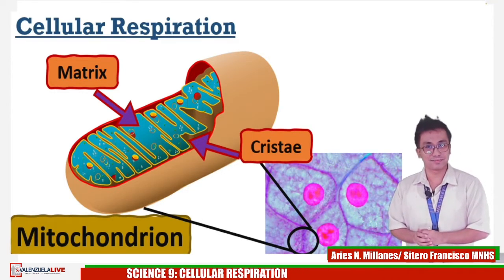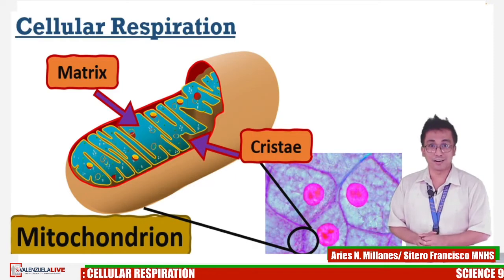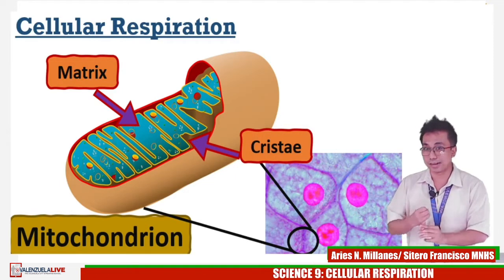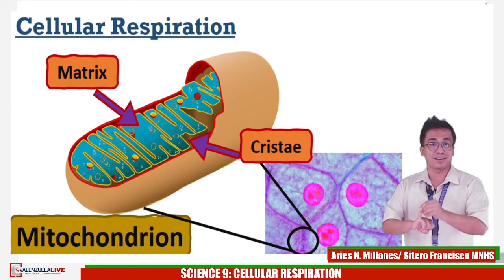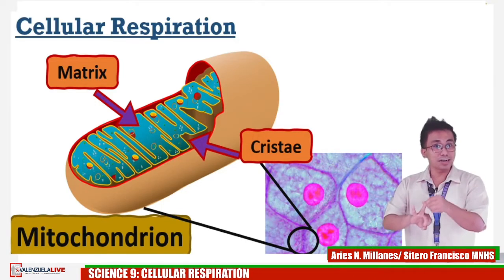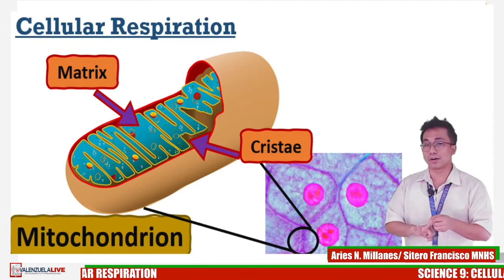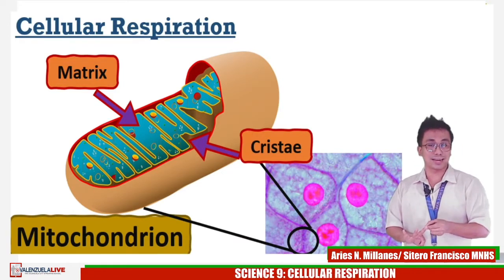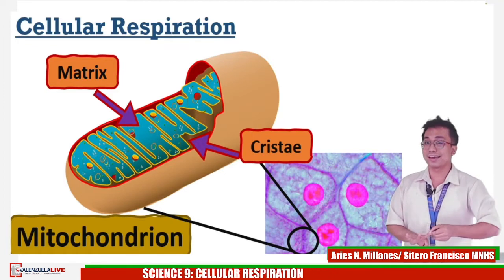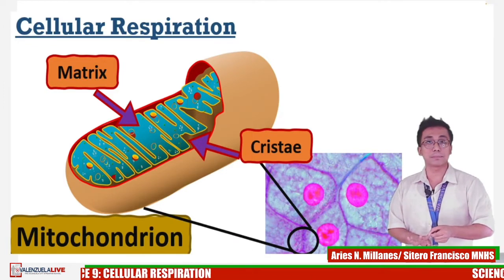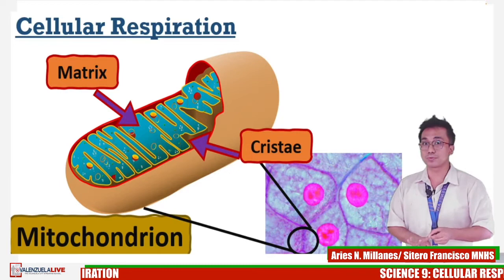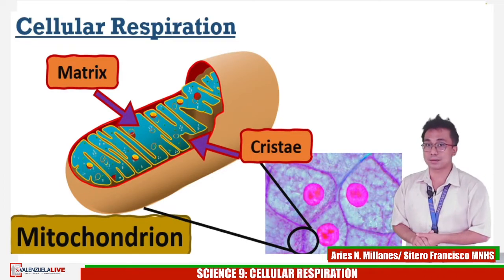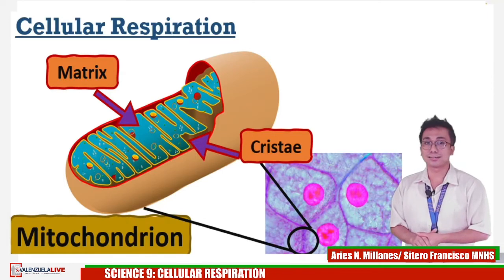Amazing, right? Always remember those four main parts. The outer membrane, which covers the entire organelle. The inner membrane that folds the organelle and creates cristae, which is the site for chemical reactions and creation of ATP. And the matrix, which is the fluid-like substance inside the organelle.